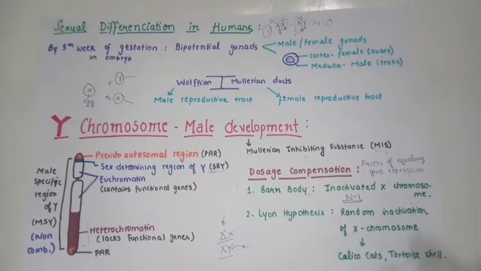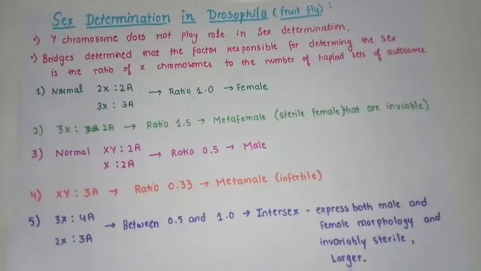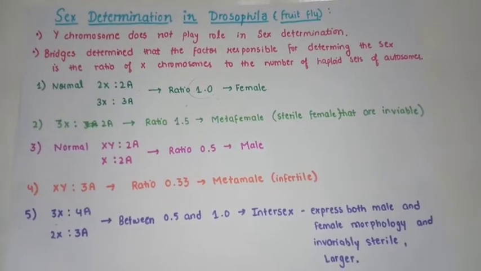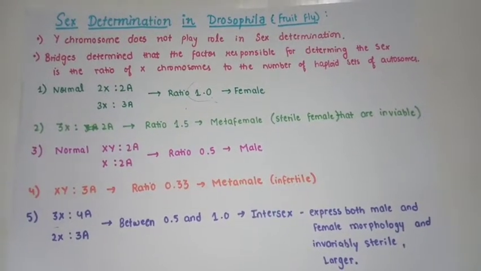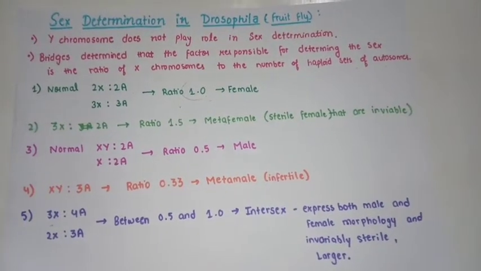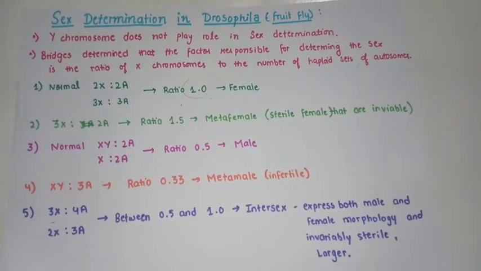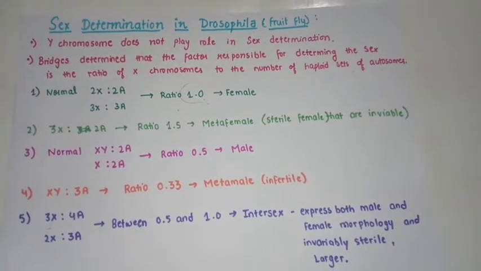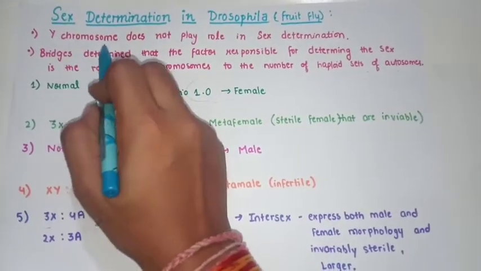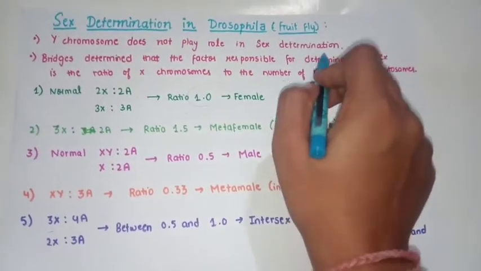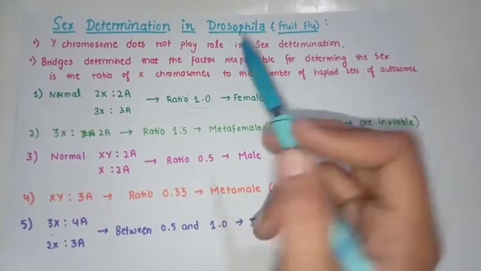Now we will discuss the sex determination in Drosophila. Drosophila is also called fruit fly. In Drosophila, there are 8 chromosomes, out of which 6 are autosomes and 2 are sex chromosomes. And just like humans, it has XX chromosome for female and XY chromosome for male. But it is different, as Y chromosome here in Drosophila does not play the role in sex determination. So what plays the role for the determination of sex here?